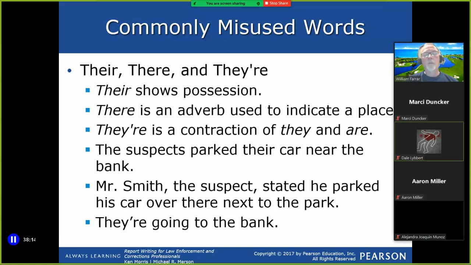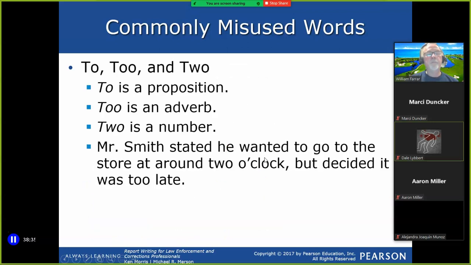So, again, just by examples, hopefully it'll help you when you write. The suspects parked their car, right? That's the possessive one. Mr. Smith, the suspect stated he parked his car over there, right? Place, direction, or they're going, meaning they are going.